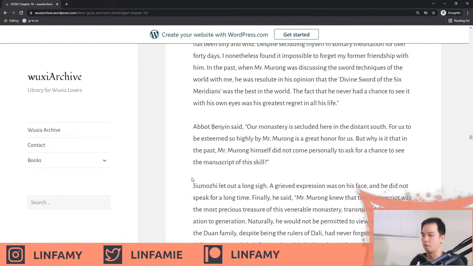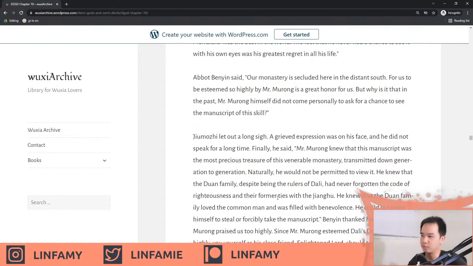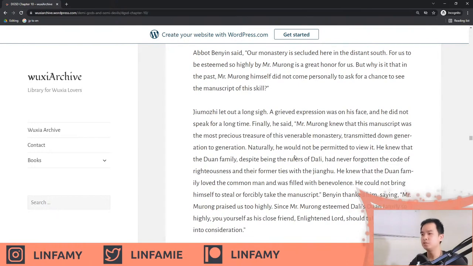Abbot Bunyan said, "Our monastery is secluded here in the distant south. For us to be esteemed so highly by Mr. Murong is a great honor for us. But why is it that in the past, Mr. Murong himself did not come personally to ask for a chance to see the manuscript of this skill?" Jiumozhi let out a long sigh. A grieved expression was on his face, and he did not speak for a long time. Finally, he said, "Mr. Murong knew that this manuscript was the most precious treasure of this venerable monastery, transmitted down generation to generation. Naturally, he would not be permitted to view it.